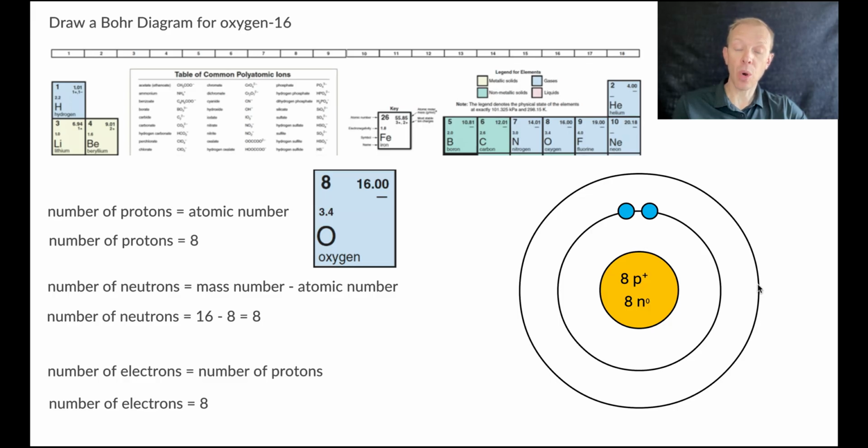Remember, we need to have a total of 8, and we already have 2 in the first shell. So we have to place those 6 remaining electrons. So we'll place those starting at one location. You can start at the top, bottom, as long as you just keep filling the shell. I'm going to start on the right. Here's one electron, another, another, and another. And then I'm going to keep on going until I reach a total of 8 electrons. This is the completed Bohr diagram for oxygen-16.